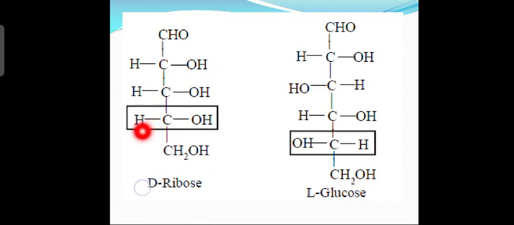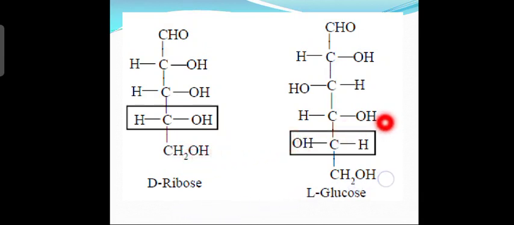Which are the 4 different groups or atoms? One is H, one is OH on the right side, one is CH2OH at the bottom, and the remaining chain going up. Therefore, 4 different groups are present. So this is D because the OH is on the right side at the chiral 5th carbon atom, or the first chiral carbon atom from the bottom. That is D-ribose.